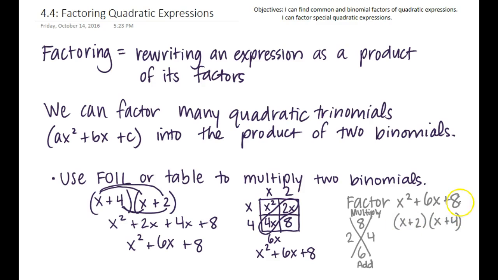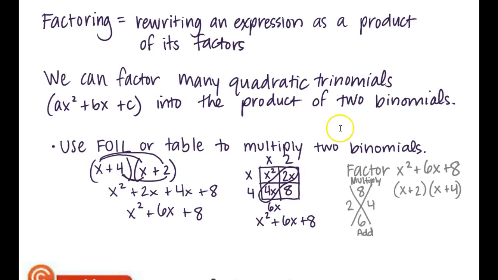And you can see that if you reverse the order, remember when you're multiplying, the order doesn't matter. If you reverse this order, you get the exact same expression, those two binomials that we started with when we FOILed and when we used the table method. So now I just showed you one basic example of how to factor a quadratic trinomial.